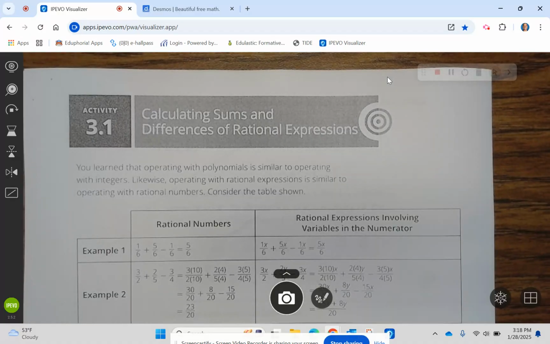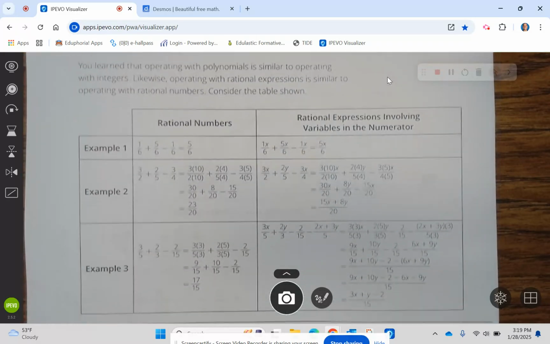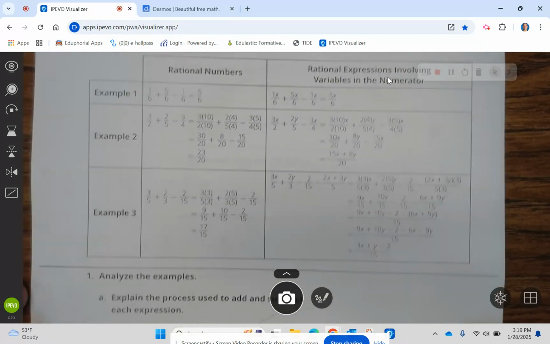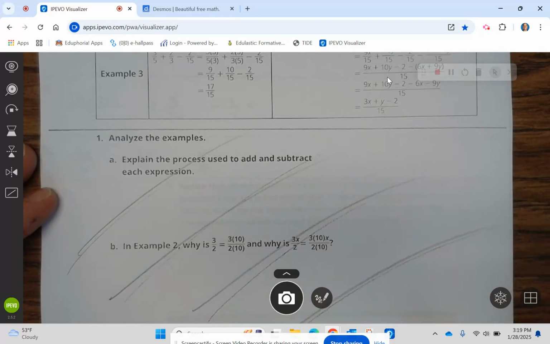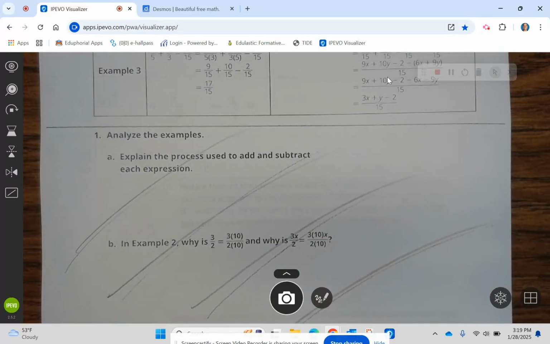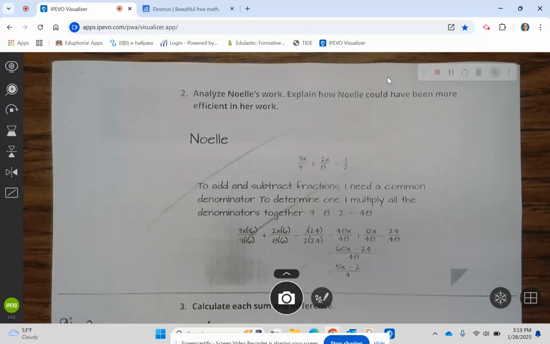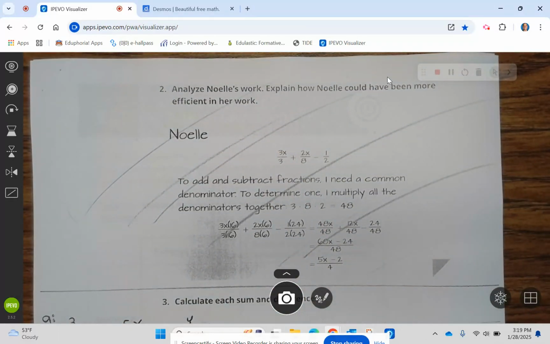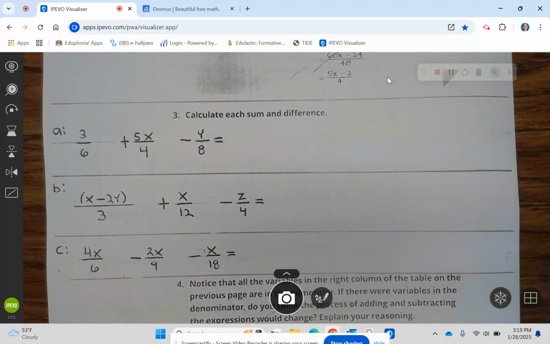3.1. Calculating sums and differences of rational expressions. You learned that operating with polynomials is similar to operating with integers. Likewise, operating with rational expressions is similar to operating with rational numbers. Consider the table shown. All right, take a moment to read over the table. All right, so go and mark out 1A and B. And let's take a look at the next page. All right, go ahead and mark out number 2. And let's take a look at 3.